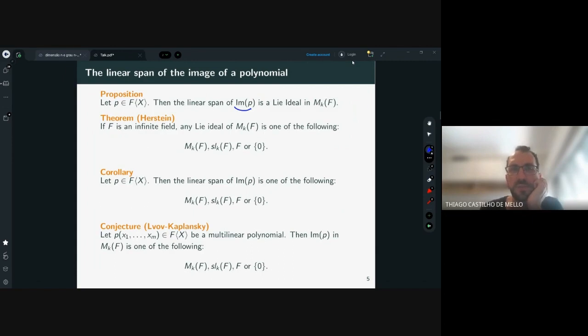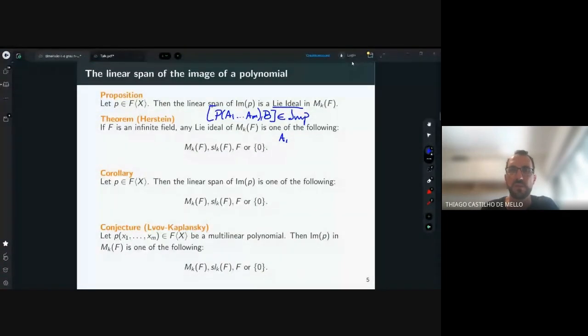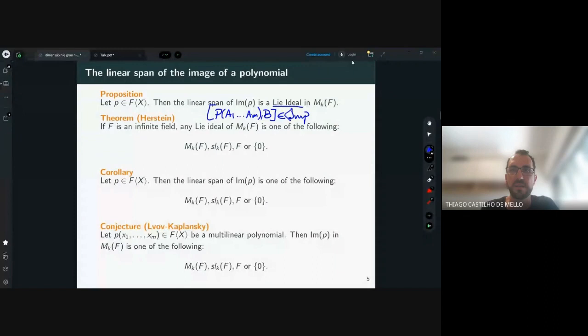So the first proposition is saying that the linear span of the image of a polynomial is a Lie ideal of K by K matrices. This is also simple to show, because what do we mean by Lie ideal, right? It means that if you consider an element there and you do the Lie product, that is a commutator, by any matrix B, we are still in the image of P. Okay? And again, to prove this, you go to the monomials of P. Sorry, not the image of P, but the linear span of the image of P.